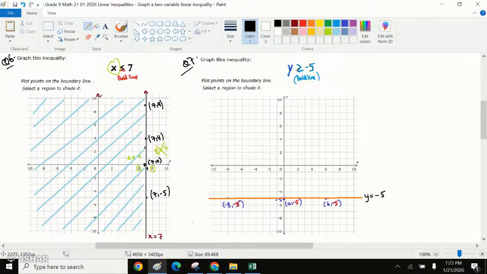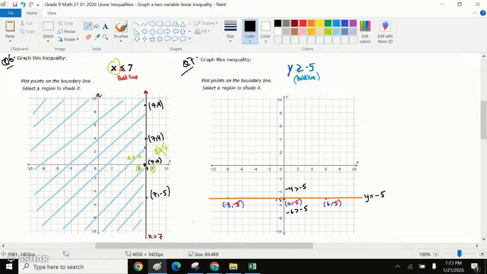Okay. So what we need to do is shade a region where y is greater than or equal. Equal we have already done, right? With the bold line. Equal is justified with the bold line. Now we need to find that y is greater than minus 5. So let's just look at the numbers across. Is minus 4 greater than minus 5 or minus 6 greater than minus 5?